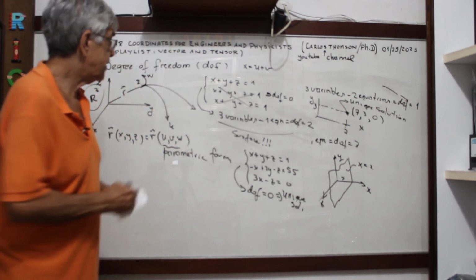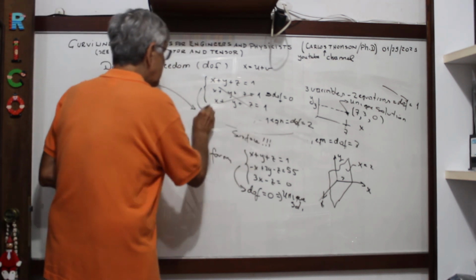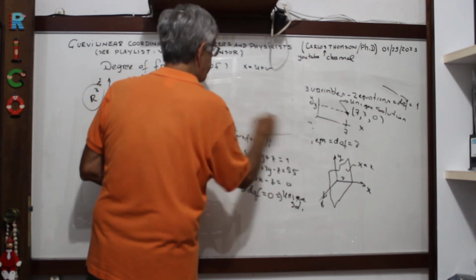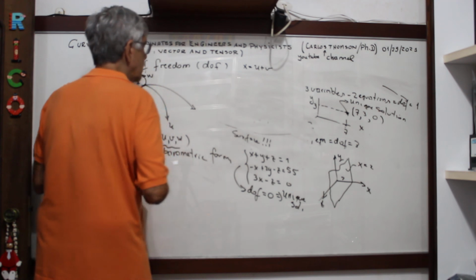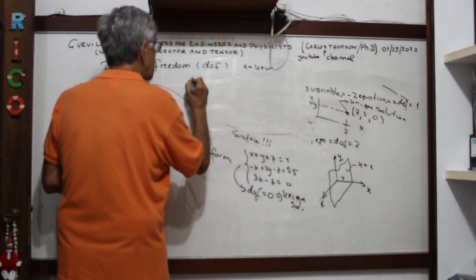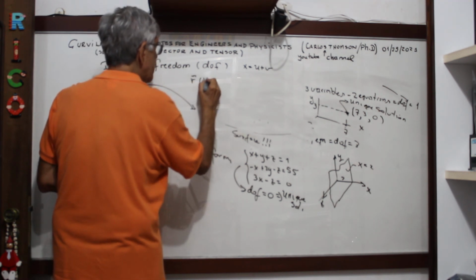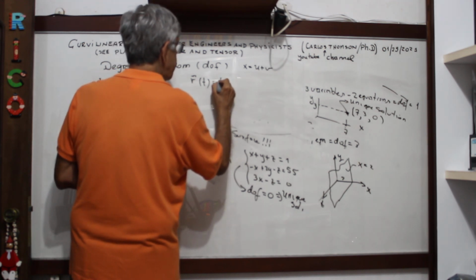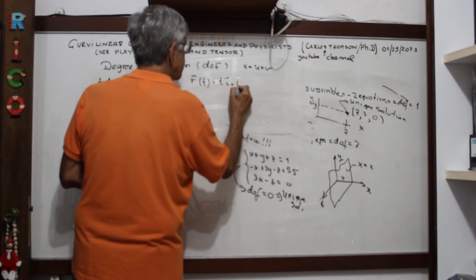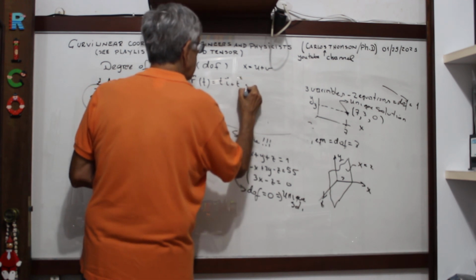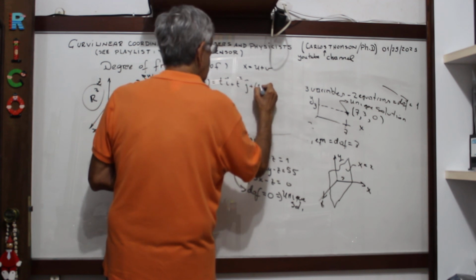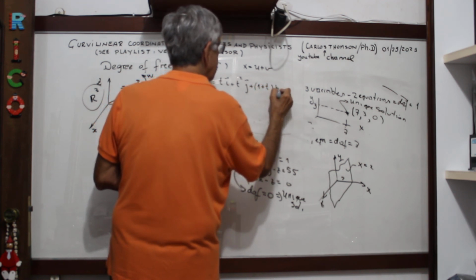See, sometimes, for instance, the position vector is a function of one parameter. You have t i plus t squared j plus (1 plus t) k, okay?